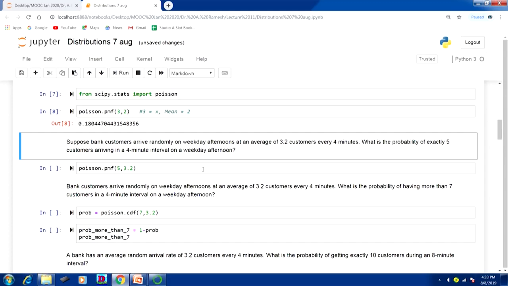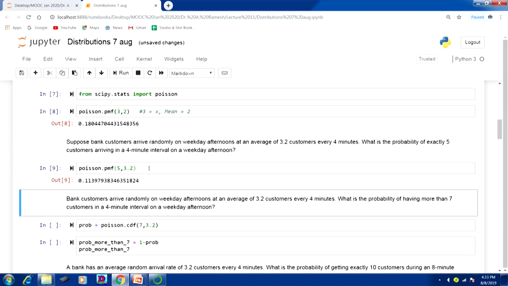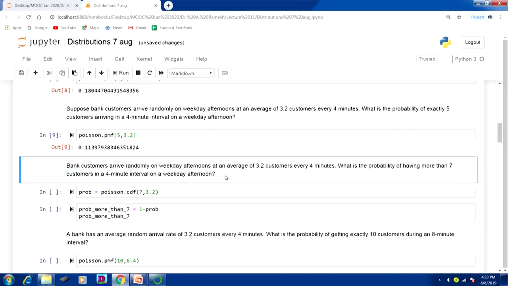By looking at the problem, we know that the arrival pattern follows the Poisson distribution, and you have to be very careful about the unit of the mean and the unit of x. Both are in 4 minutes, so no problem. Simply, poisson.pmf(5, 3.2): 5 is your x value, and 3.2 is the arrival rate. That gives 11.39%. We will see one more problem.